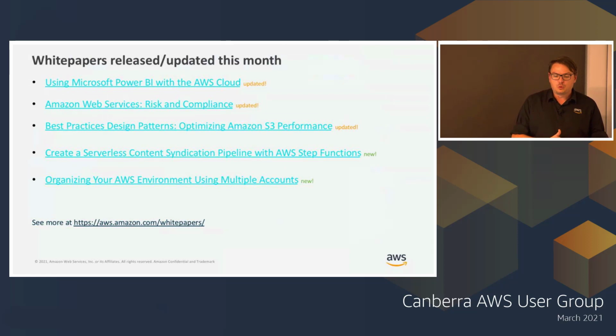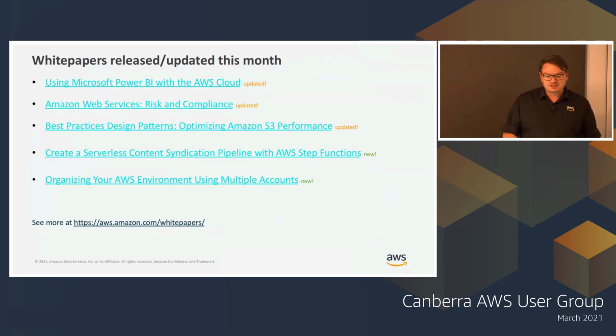Lastly, I want to go through some white papers that have been released and updated this month. It was a very busy month on the white papers. I think I counted about 50 that have been either added or updated through March. So there's heaps of great content to go through in our white papers page. A couple that I thought were worth mentioning. So the using Microsoft Power BI with the AWS Cloud white paper got updated. The risk and compliance white paper has been updated. So again, if you're in that security and compliance space, definitely a white paper to be intimately familiar with.